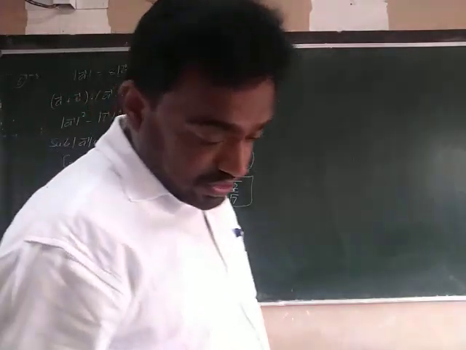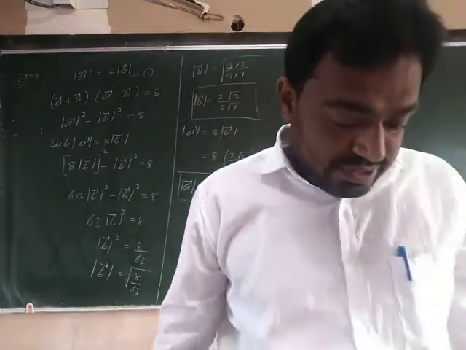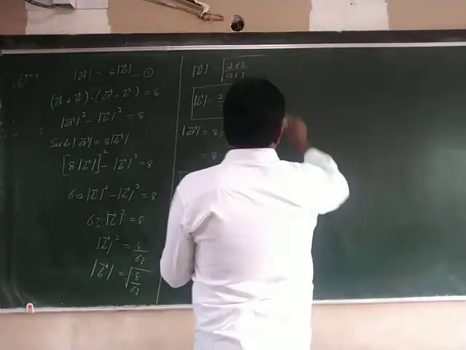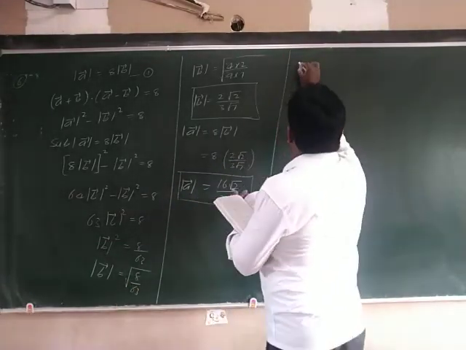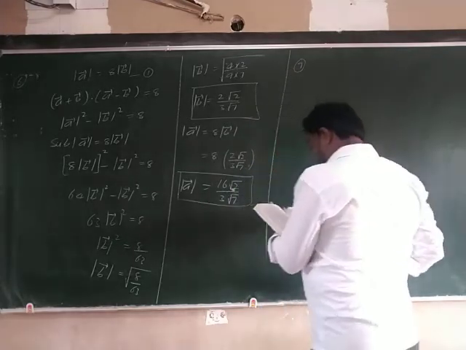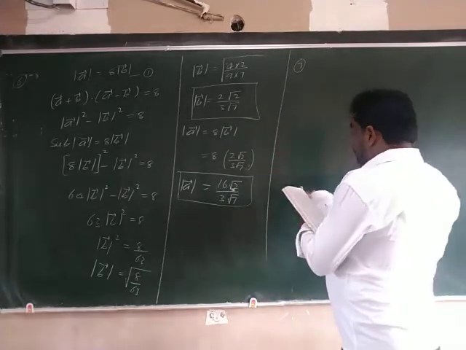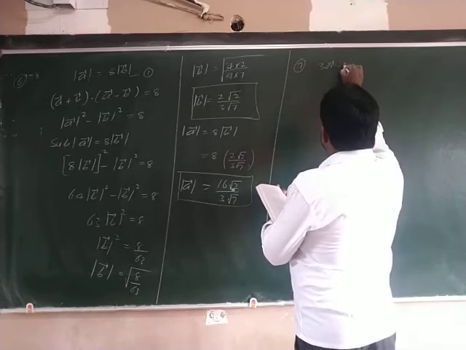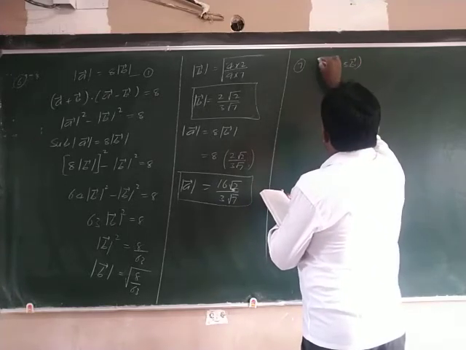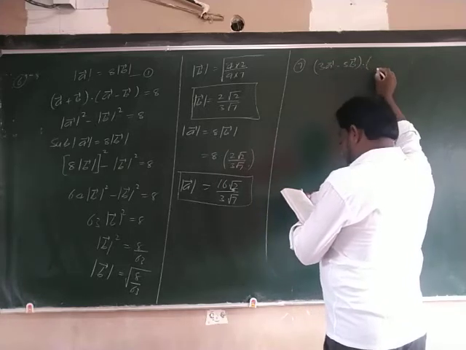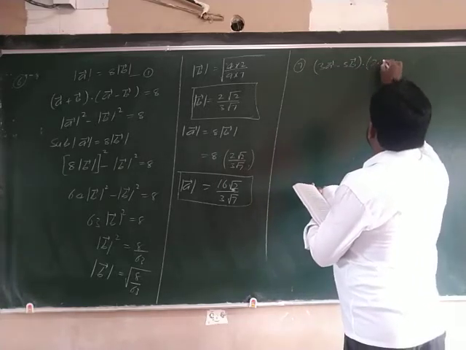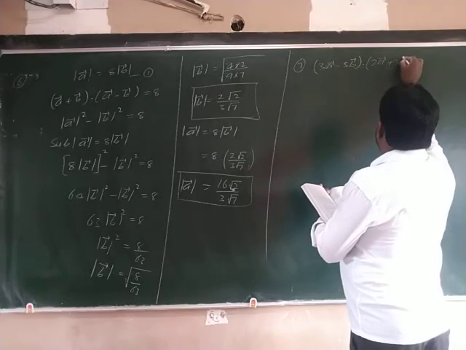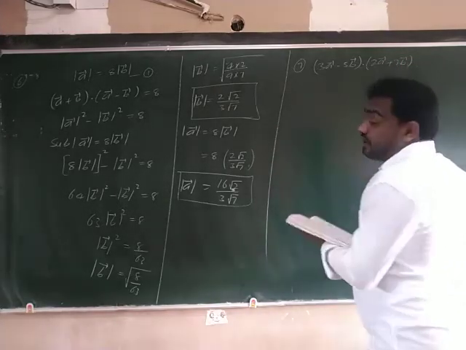Next question number seven. Seventh one: evaluate the product 3 vector A minus 5 vector B dot 2 vector A plus 7 vector B.